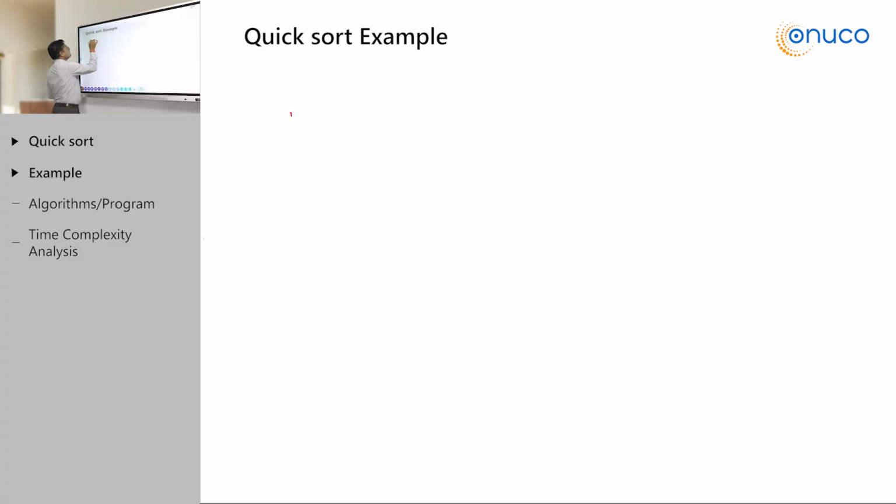Say we have a random input: 10, 3, 2, 8, 12, 14, 4, 9, 7. Alright, so we have these elements. If you write the array index, how will it go? Here it is 0, 1, 2, 3, 4, 5, 6, 7, 8. So the number of elements is 9.